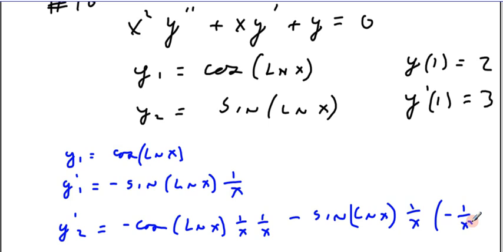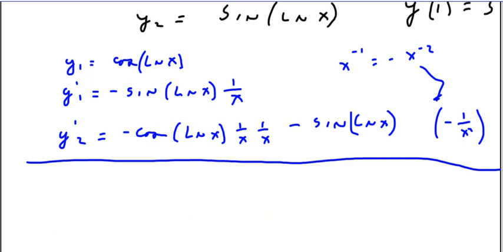So minus cosine this guy times that guy times the derivative of that guy, minus this times the derivative of that, and the derivative of x to the minus 1 is equal to minus x to the minus 2, which is that guy there. Okay, so we've done that, and what do we want? We want x squared of this guy and x of that guy, and one of them, and when we get done, we better have 0.